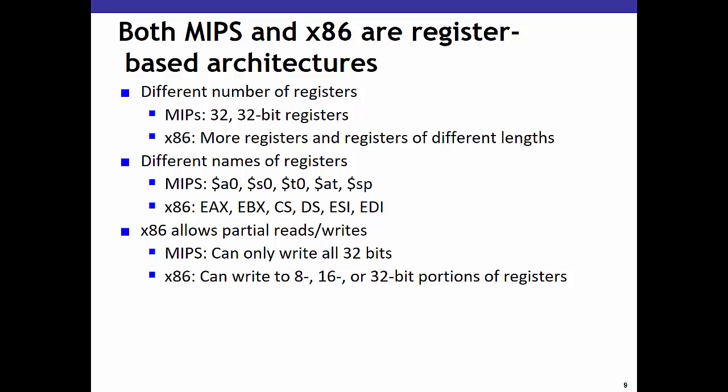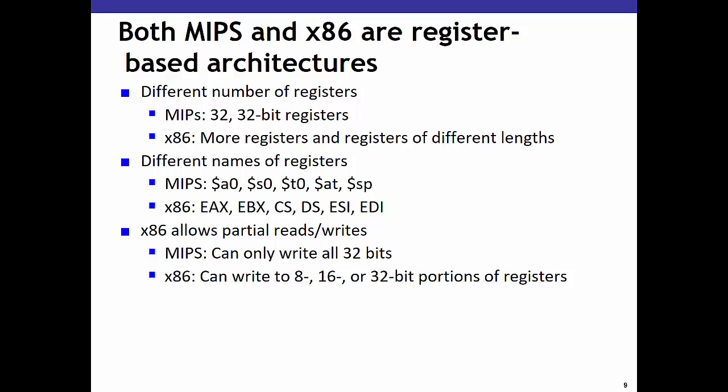However, the two architectures differ in the number of registers that they use. MIPS, for example, is very straightforward, has a 32-bit register file with 32 registers in it. On the other hand, x86 has a wide variety of registers that serve different purposes, registers of different lengths, and to fully go into the types and number of registers would take more space than we have on this slide.